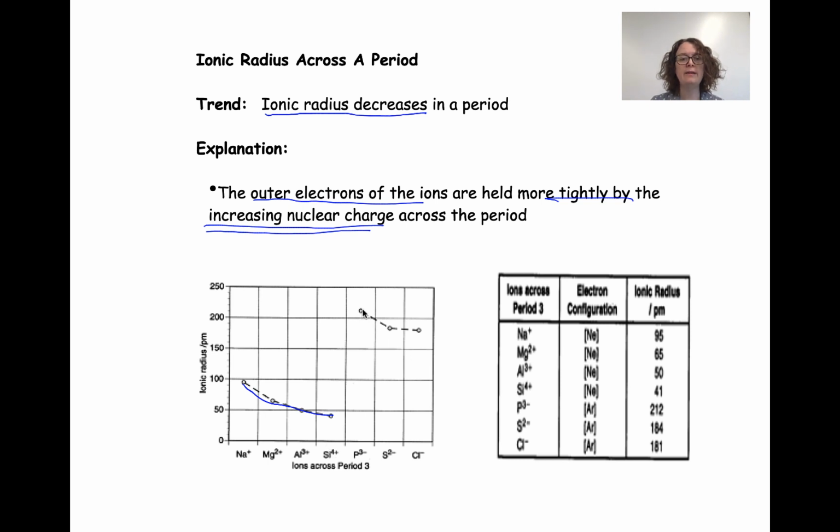Also for our negative ions, remember these ones are bigger than the atom, so they jump up here a little bit. But again, as we go across the periodic table, we get more and more protons, so our electrons are going to be pulled in closer to the nucleus.